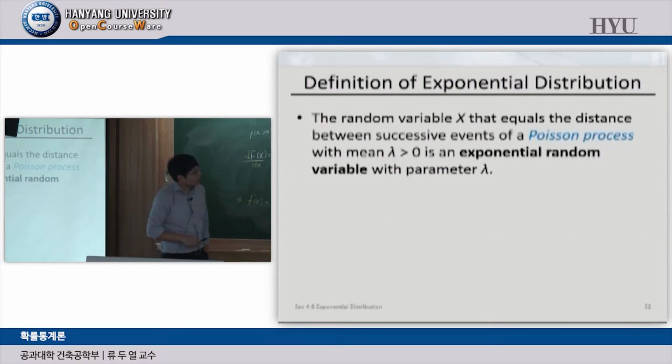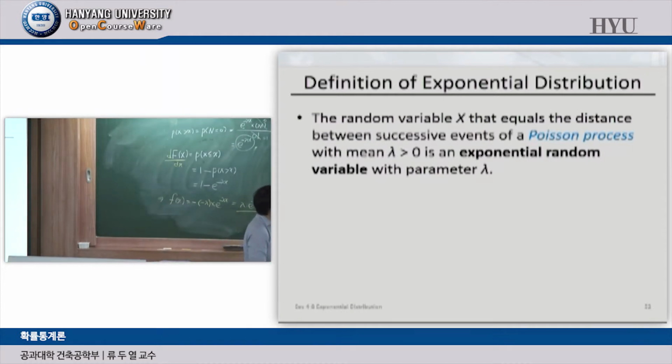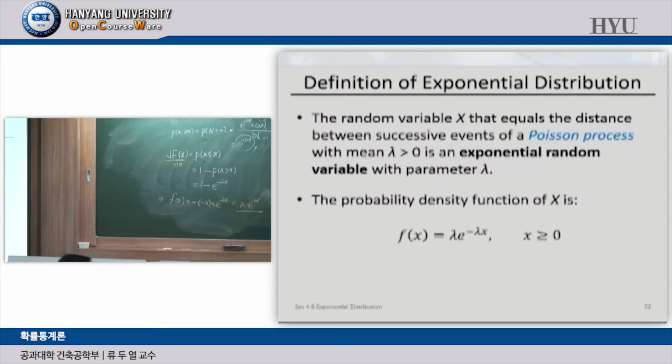So the definition of the exponential distribution is as follows. The random variable x that equals the distance between successive events of a Poisson process with a mean lambda, when lambda is larger than 0, is an exponential random variable with the parameter lambda. So the probability density function of x is f(x) = lambda e^(-lambda x) when x is larger than or equal to 0.